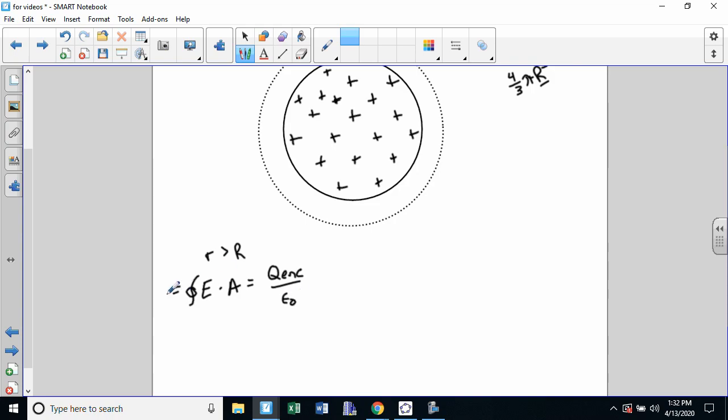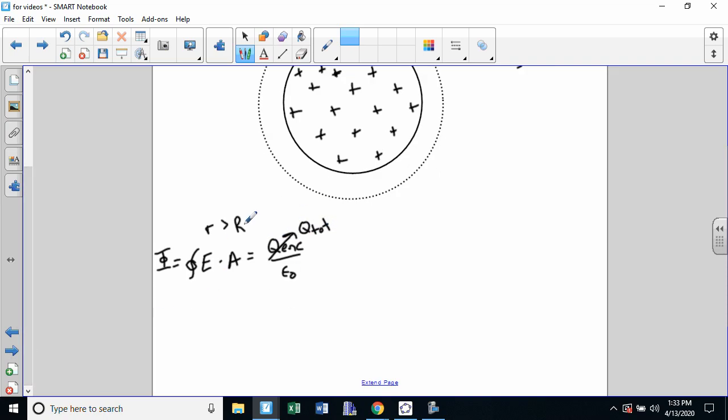And again, that's the electric flux for this orientation. The electric flux is Q enclosed over epsilon naught. Well, when I'm beyond the actual sphere itself, then I am going to capture all of the charge. So that Q enclosed is just going to be Q total. And this looks pretty simple. This dot product is satisfied everywhere on the sphere. So this just becomes E times 4 pi r squared.